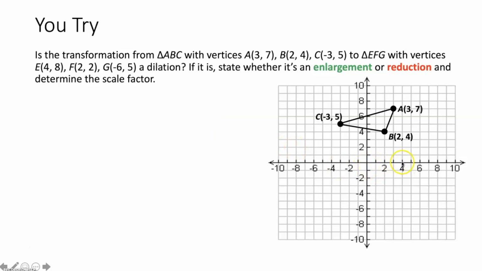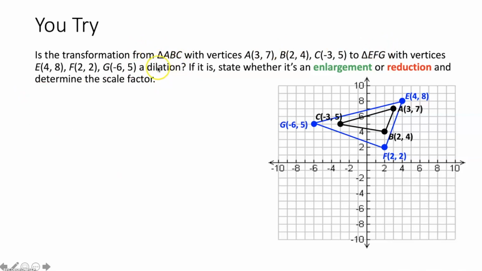We go over 4 on the x-axis, up 8 on the y-axis, put point E. Point F is at 2, 2. We go over 2 on the x-axis, up 2 on the y-axis, put point F. And point G is at -6, 5. We go over -6 on the x-axis, up 5 on the y-axis, put point G. There is triangle EFG.